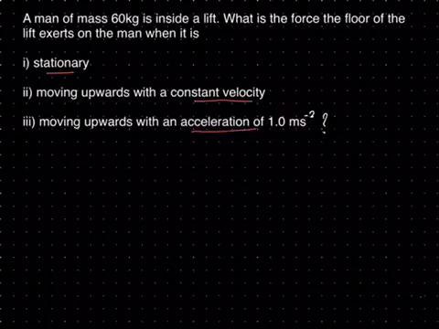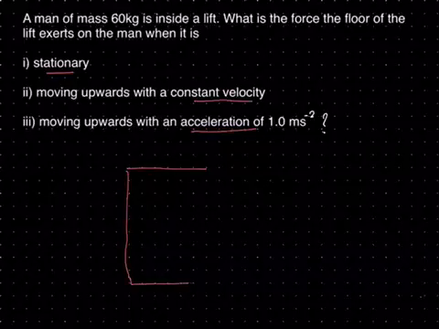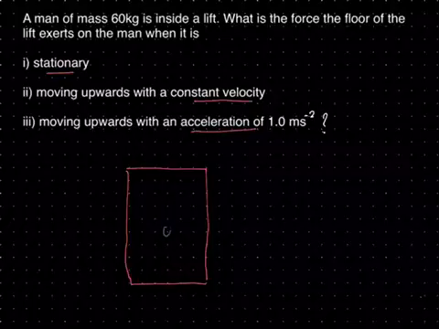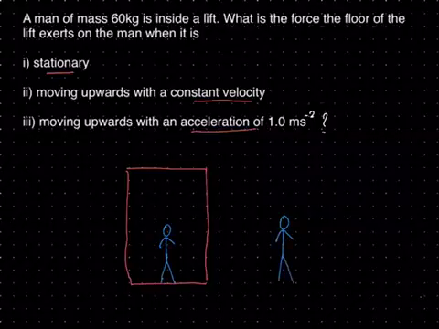What we can do is draw the diagram of the lift and the man inside the lift, and we want to look at what are the forces acting on the man. So we draw a free body diagram of the man. Take note that there are no horizontal forces, there are only vertical forces.